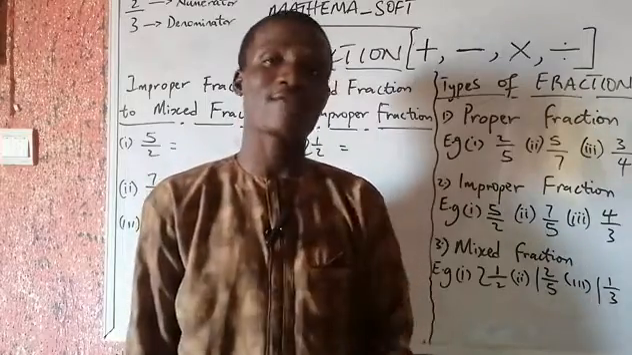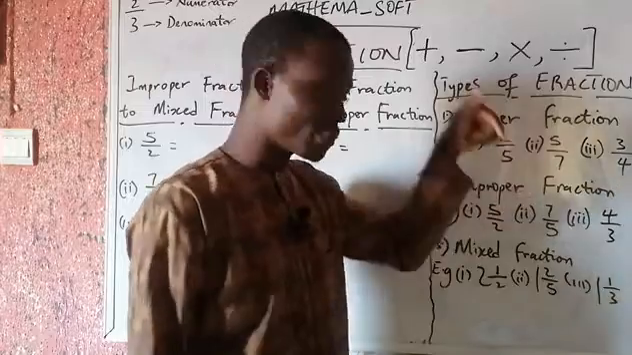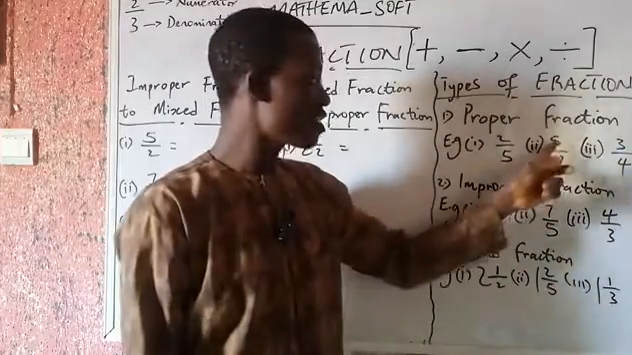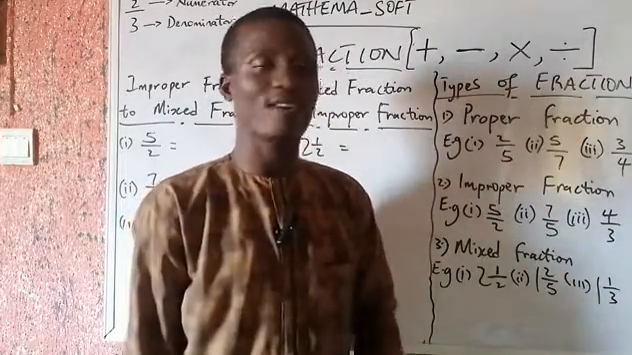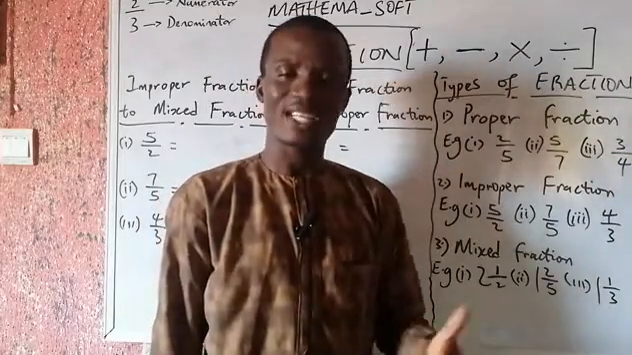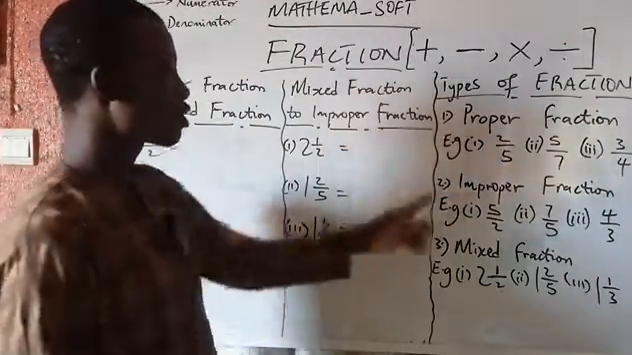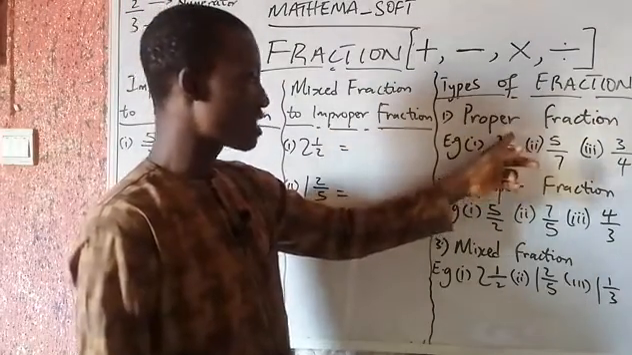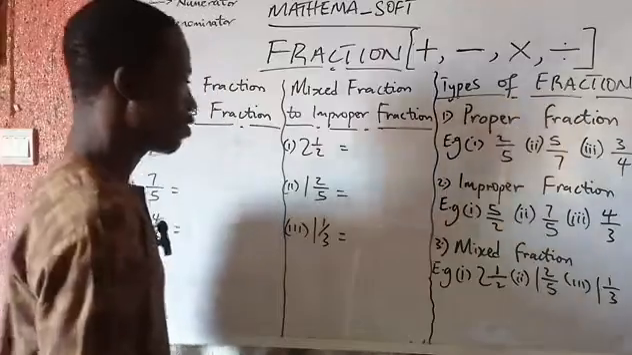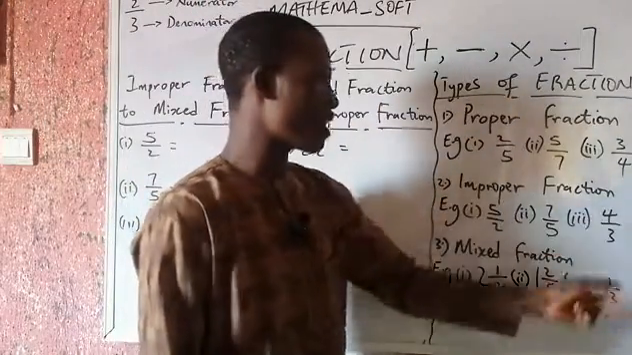At least when you see a proper fraction, you just look at it. Is it proper for 2 to sit on top of 5? Yes. Is it proper for 5 to sit on top of 7? Yes. Is it proper for 3 to sit on top of 4? That is proper. And that's what we call a proper fraction. Why? Because the numerator is usually less than the denominator.